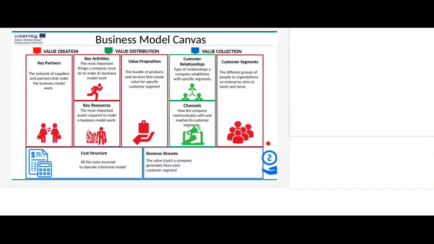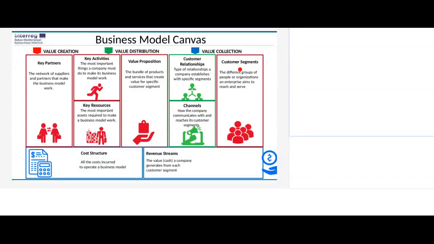So let's take the first segment, which is customer segments, the first element of the canvas, which basically is the different groups of people or organizations an enterprise aims to reach and serve. It can be B2C, or business to consumer, it can be B2B, if our business is business to business. It can be both, it can be business to government.